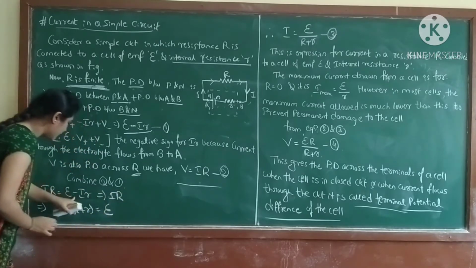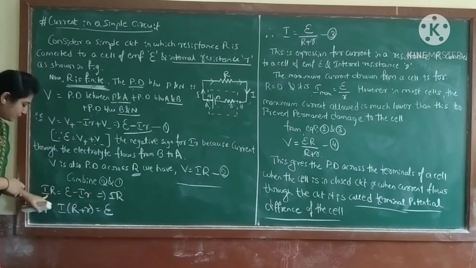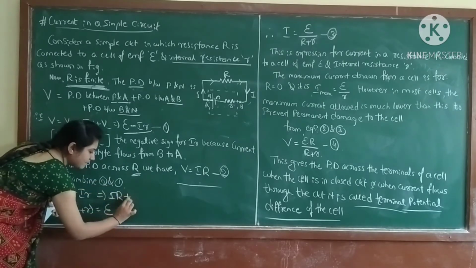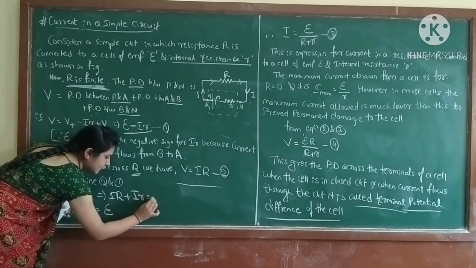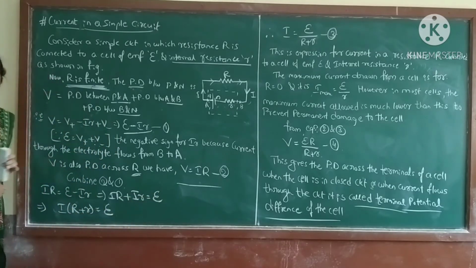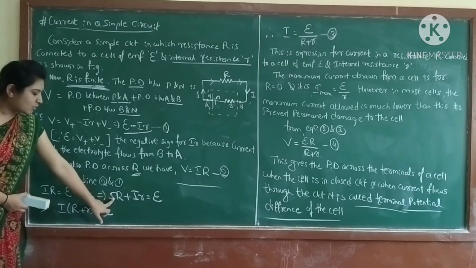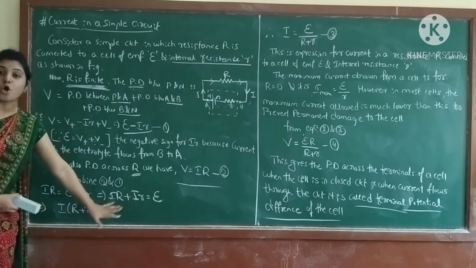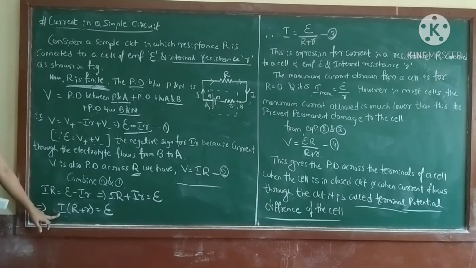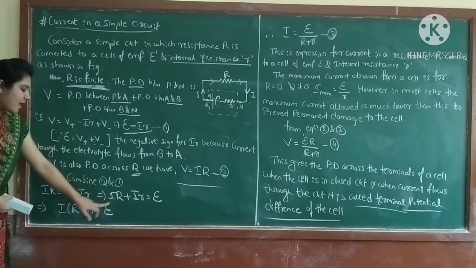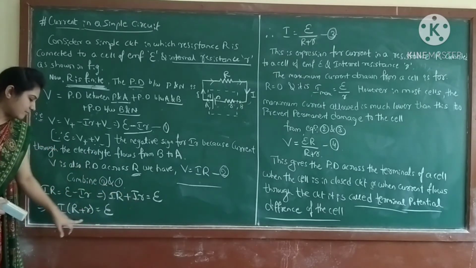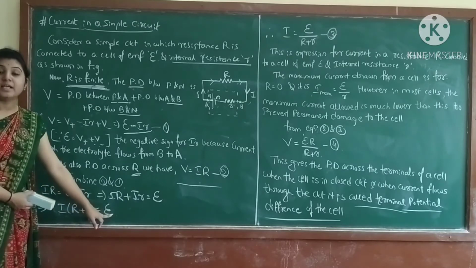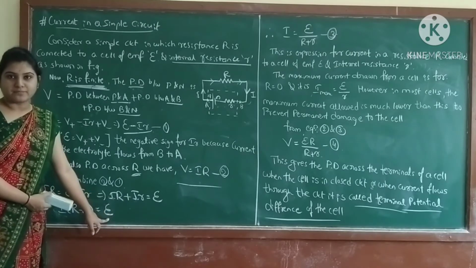Capital R. Negative Ir will come to this side and become positive. Ir is equal to E. Yes, so here also I is present, here also I is present. So just take the common. I will take it as common, and in the bracket R plus r, is equal to E. E is nothing but the EMF here.